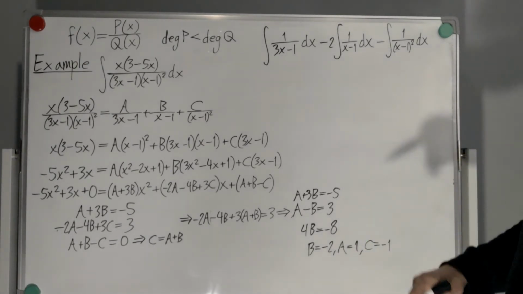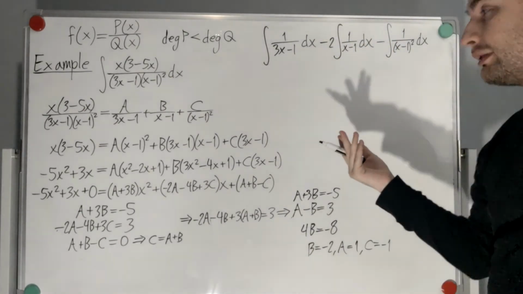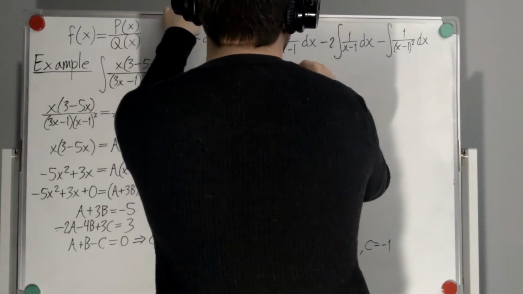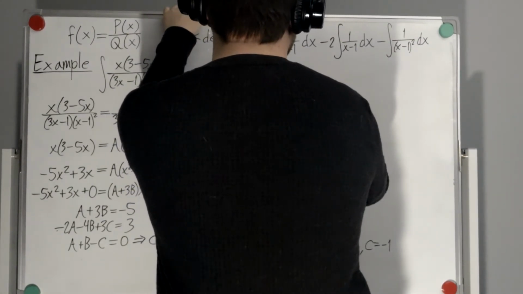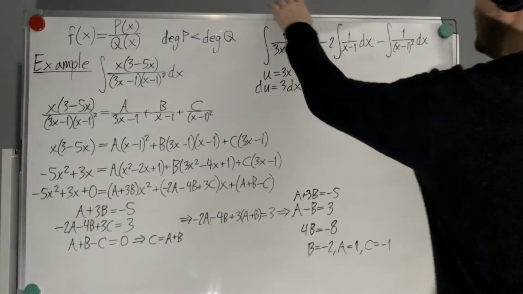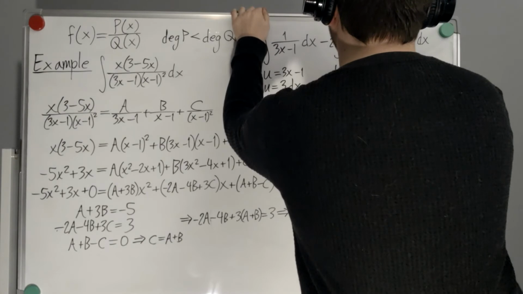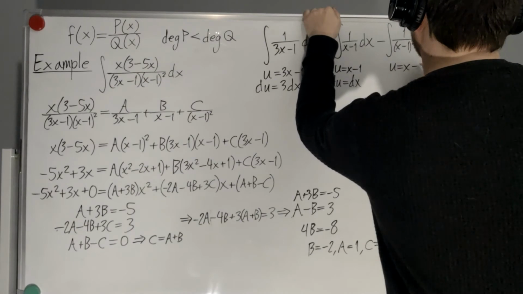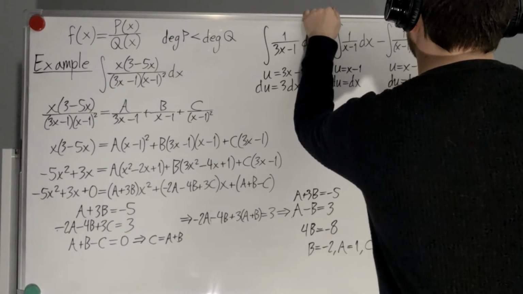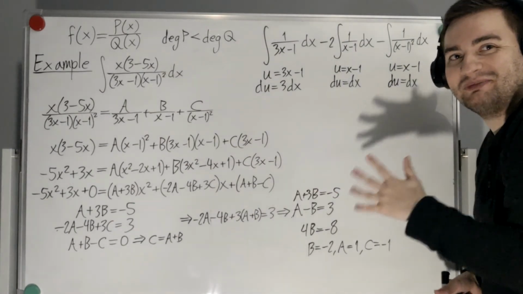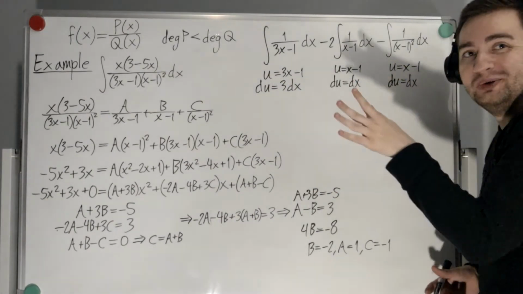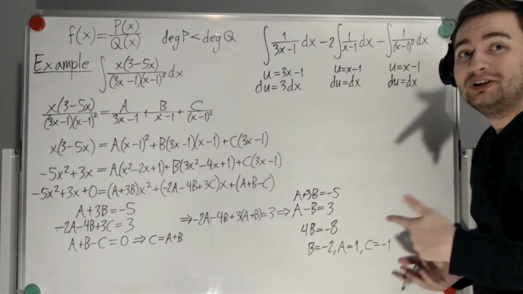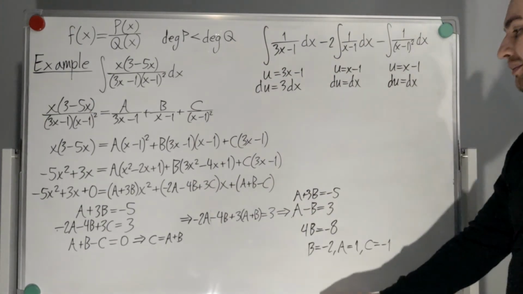Now then, each of these can be done by u substitution. This first one, we would say u equals 3x minus 1, then du becomes 3 dx. Over here we would say u equals x minus 1, then du becomes dx. And over here we would say u equals x minus 1, and then du becomes dx. And yes, this time I'm being sloppy. I'm calling them all u, even though I mean different things by them. But as long as we don't try to put the integrals together, that's fine. It's not going to harm us in any way.